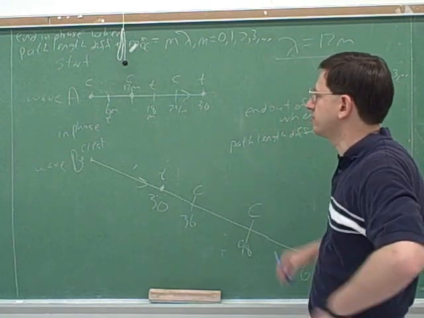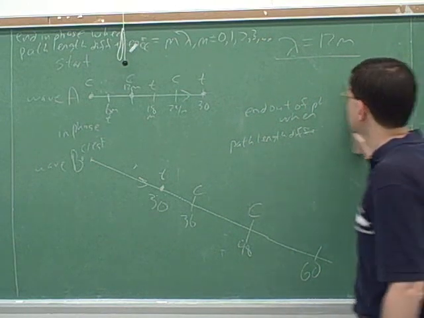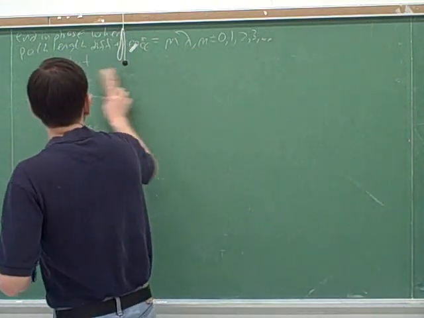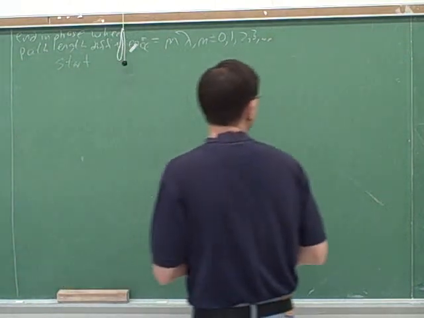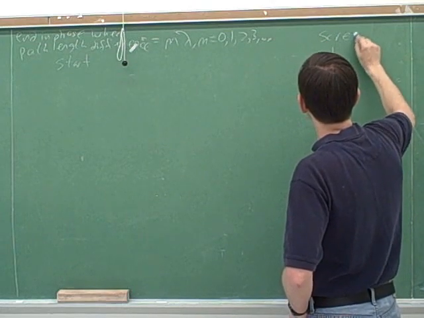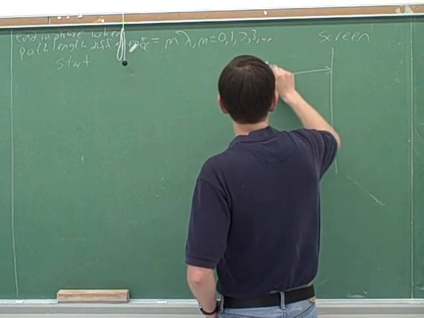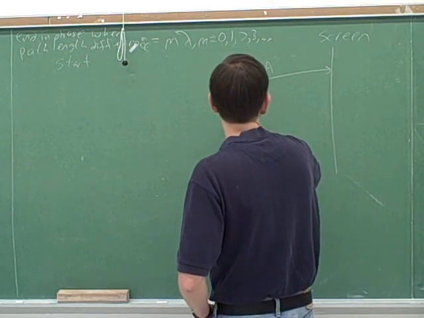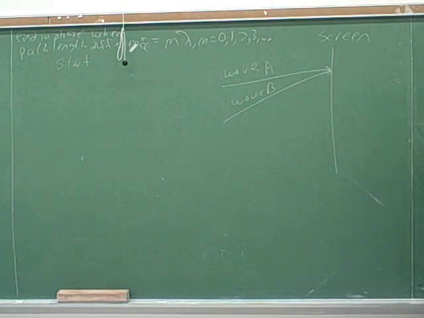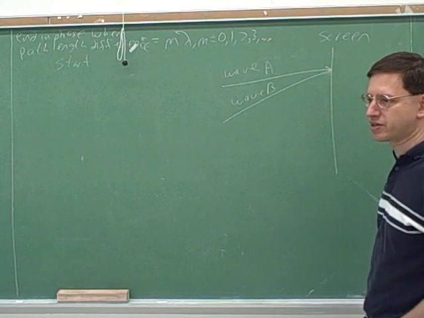Now we can see what happens when two waves come together at the same point. So let's see what happens when two waves come together at the same point on a screen. So here's our screen. And let's say that we've got wave A coming in, and wave B coming in. And let's say they're both coming into the same point on the screen.